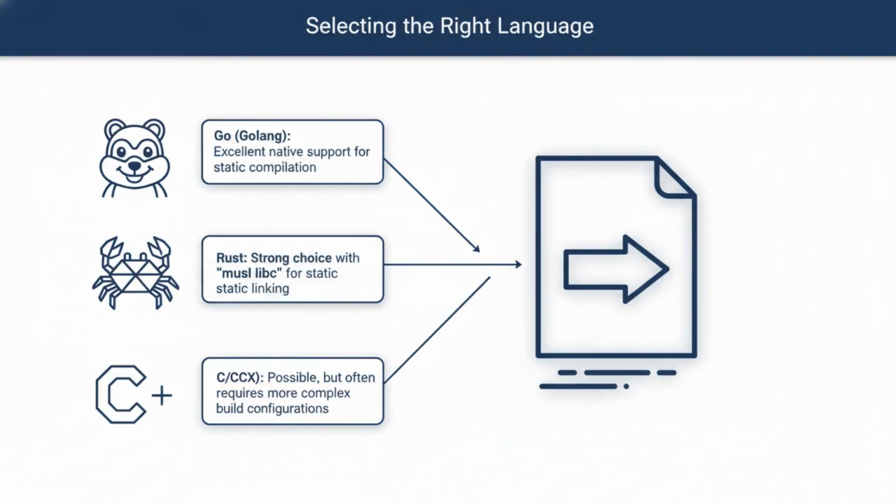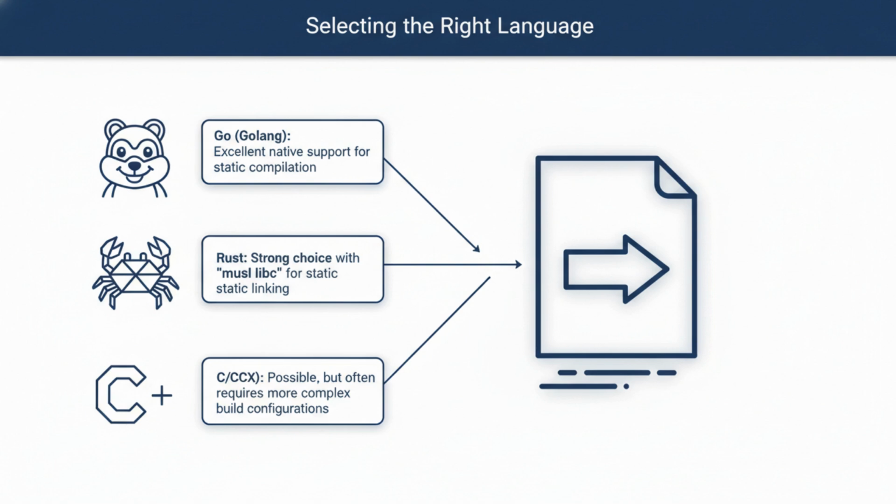The choice of programming language plays a crucial role when aiming for static binaries. Not all languages are equally suited for this task. Ideally, you want a language that provides excellent support for static compilation out of the box, or with minimal configuration. Among modern languages, Golang stands out as an excellent candidate. Its toolchain is designed to produce static binaries by default, making it incredibly easy to get a self-contained executable.